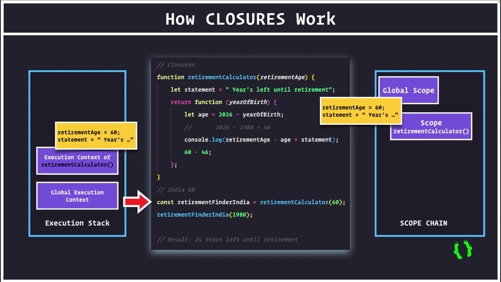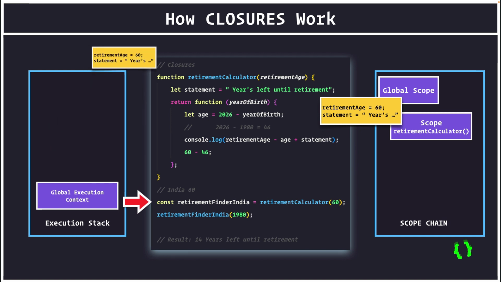Alright, so the function has access to the retirement age argument that is set to 60 for India, and the statement variable that holds our string. Okay, and then the function returns. So after the function returns, the execution context of the retirement calculator function is effectively gone, and with it the variable object and the entire scope chain should be gone, right? Actually no. The secret to closures is that even after the function returns and the execution context is gone, the variable object is still there. It is not gone.